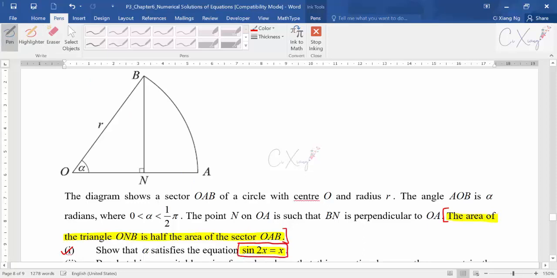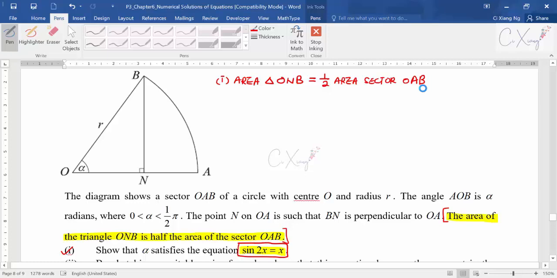How can I get this equation? Generally, you need the information given earlier in the question to lead you to the final equation that they want you to prove. That's why the previous sentence is very important. They are saying that the area of the triangle OMB is equal to half the area of the sector OAB. This is where you should start.